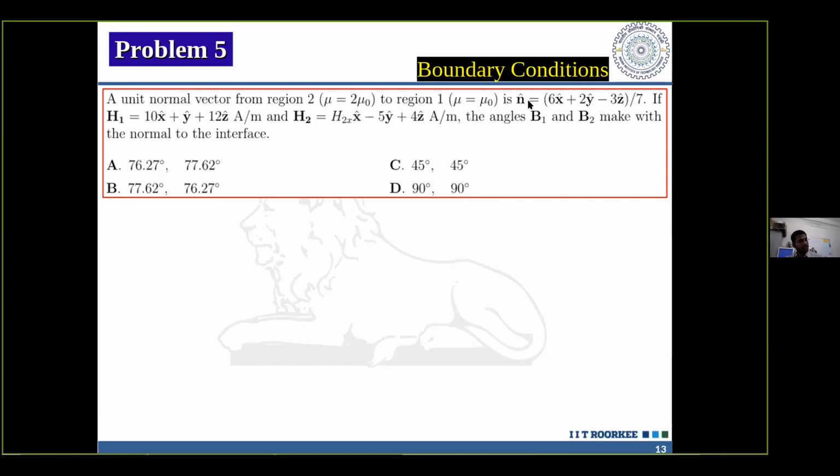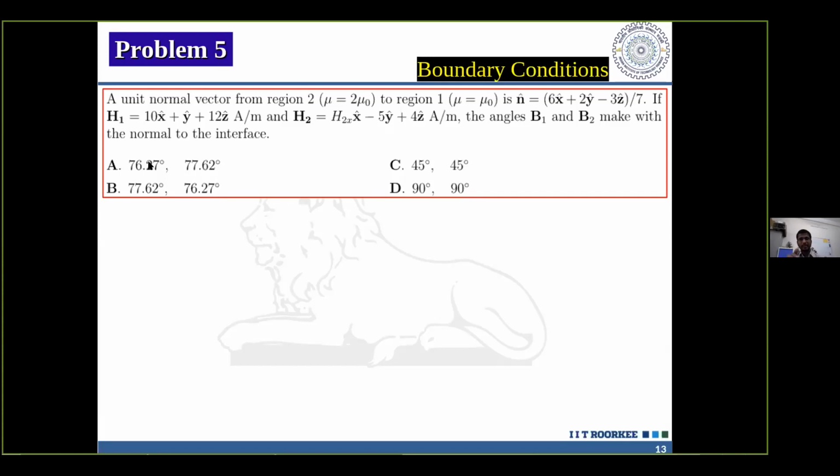Now if H1 is this vector and if H2 is this vector, see in H2 the x component is not given, which we have to evaluate. We need to find angles B1 and B2 that they make with the normal. Okay, so you may get this kind of problem, but you may not get such kind of values. I will explain why as we go along, because this problem will need use of a calculator.